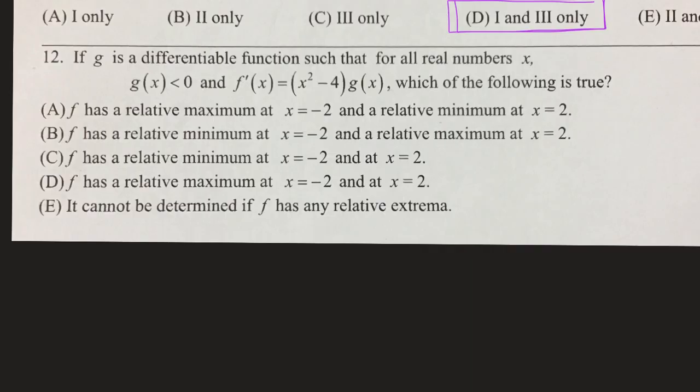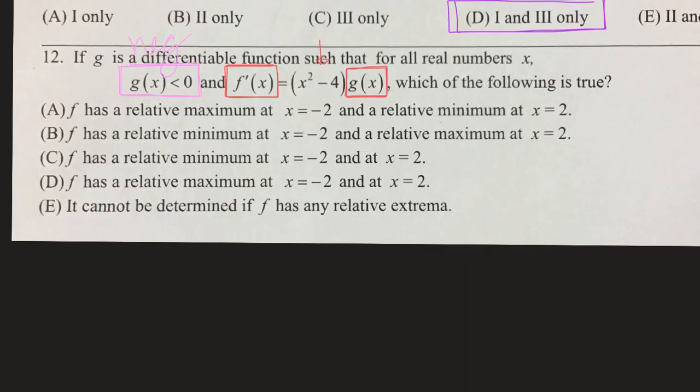G is a differentiable function. G is negative, so it's an always decreasing function. That's important to understand: all the y values of G are negative. F is the derivative. We're taking the derivative of some function f, which is a quadratic, times g, any of the y values from g. So our f prime, our derivative, is a product of two different things.